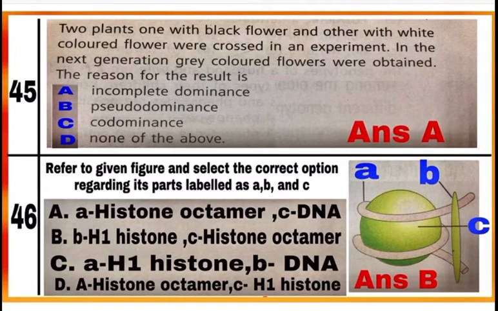Question 46. Refer to given figure and select the correct option regarding its parts labeled A, B and C. Option B is correct. B is H1 histone and C is histone octamer. This is correct. But note one point. A is DNA wrapped around histone.